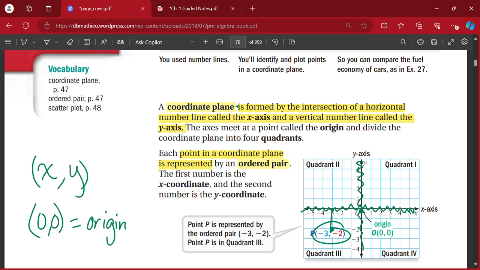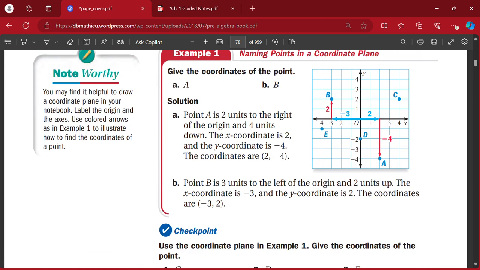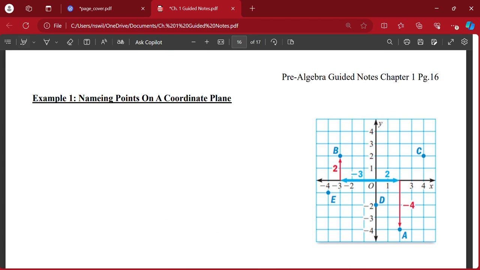All right. Moving on. So example 1. We are going to name points on a coordinate plane. Problem A asks us to name the point A, and problem B asks us to name point B. It's kind of like when you're reading a map, you're wanting to say, this is where this point is on a map. And this here is our map.